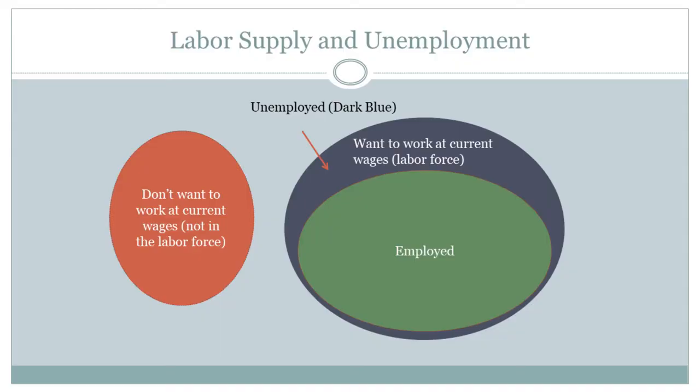If you look at the groups of people, and this is both how economists think about it and how, if you hear the term unemployment in the news, they're also talking about it, you can think of people as falling into one of three categories. Over here on the left, we have the red group. These are people who don't want to work at the current wage. If you offered a child $20 an hour to work, they still probably would not take that full-time position. Same thing with a retiree, okay?